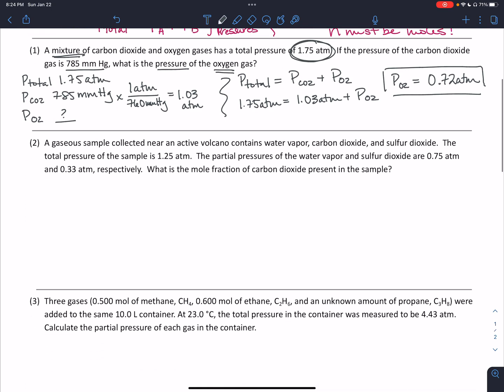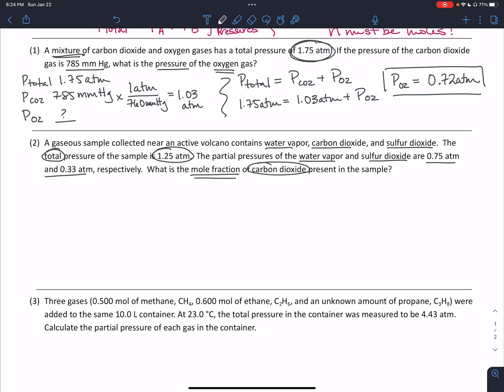All right, let's slide down. Number 2 says a gaseous sample was collected near an active volcano and it contains water vapor, carbon dioxide, and sulfur dioxide. The total pressure of the sample is 1.25 atmospheres, and the partial pressures of water and sulfur dioxide are 0.75 atmospheres and 0.33 atmospheres, respectively. What is the mole fraction of CO2?